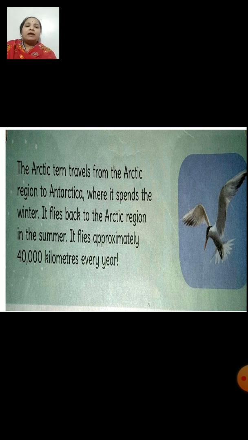It flies back to the Arctic region in summer. It flies approximately 40,000 kilometers every year. At times, or usually, the birds lay their eggs in the warmer places and they fly back with their babies. Now, listen to a poem. I'm going to tell you a nice poem.